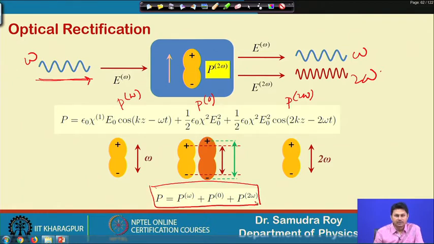Here the total polarization is represented by 3 different parts. The dipole will vibrate with the frequency omega, and here the dipole will vibrate at frequency 2 omega. Since it is vibrating with the frequency omega, it will generate a corresponding electric field E omega, which is nothing but the fundamental electric field. It will also generate an electric field of 2 omega, which is the second harmonic wave or second harmonic field.